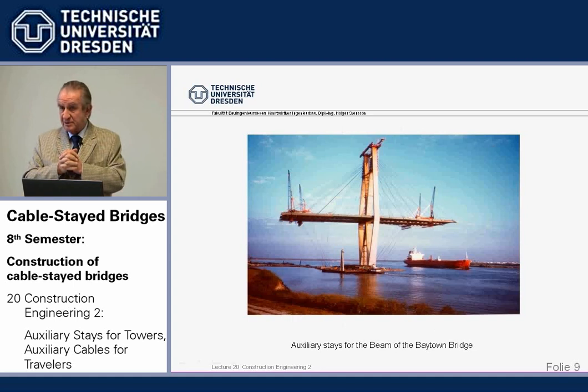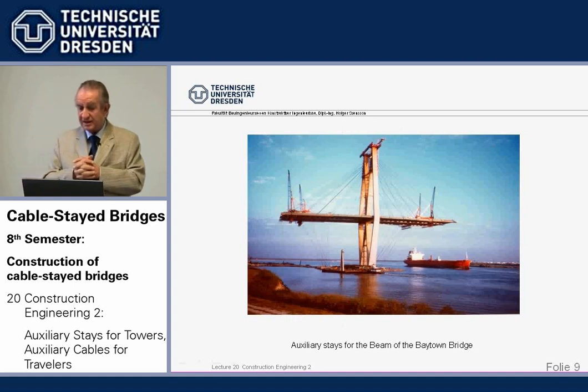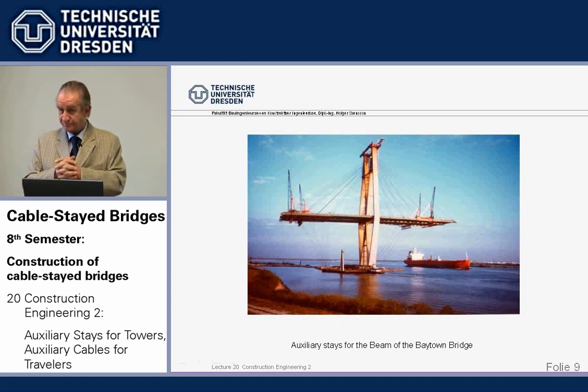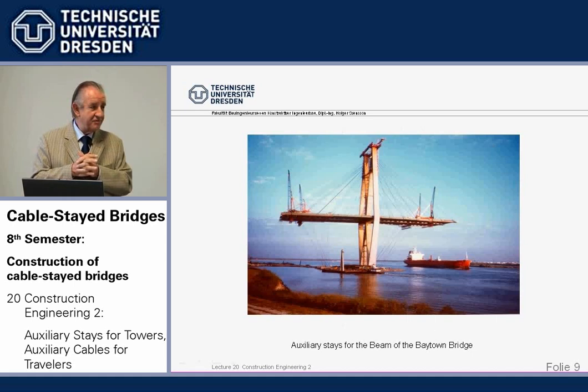Now we had auxiliary stays at the tower. I don't know, unfortunately or fortunately, we also have some similar considerations for the beam construction. There we also have various types of auxiliary stays and cables and tiebacks, which makes life in construction engineering so much more interesting.